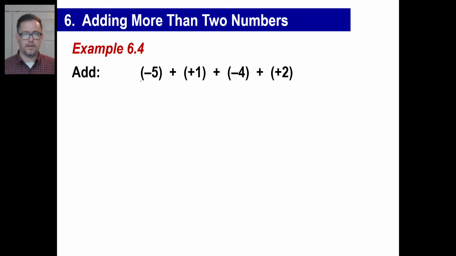Okay, let's go left to right. Minus 5 plus positive 1. Well, they're different signs, so we subtract. 5 minus 1 is 4. Should that be positive 4 or negative 4? This is farther away from 0, so it's negative 4.